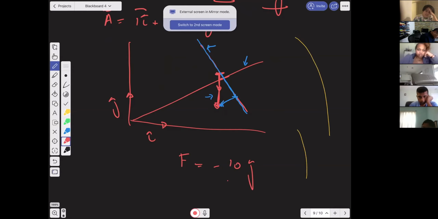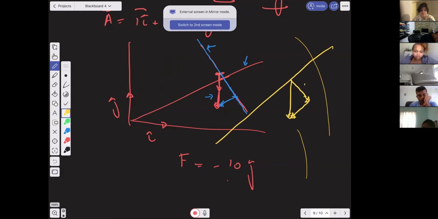These two vectors, if I have this vector, this is the plane, and I go perpendicular to the plane, and now I go parallel to the plane. These two vectors, the sum of A plus B, will be the force F. So it's true that the force is minus 10j, but it's also true that A plus B will be minus 10j. You catch it?